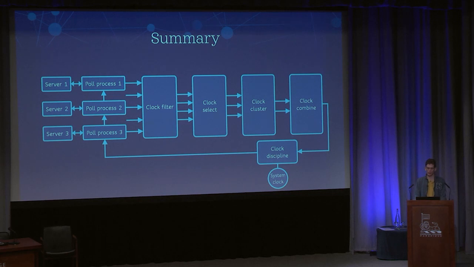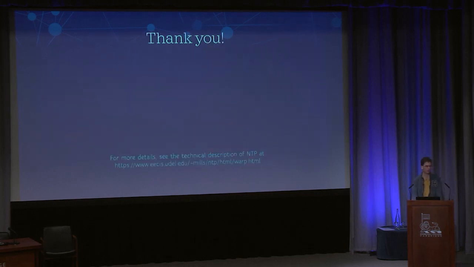To summarize, I'll go back to the overview slides that we saw at the start. So we've seen how we poll multiple different servers to get an offset and delay sample for each one. The clock filter algorithm chooses the best sample for each server and determines which servers are selectable. The clock select algorithm determines which sources are true chimers and which are false tickers. The clock cluster algorithm trims the set of true chimers down to a set that's closely clustered together. And then the clock combine algorithm combines these into a single offset value, which we then use to adjust our system clock. Okay, so that's been a tour of the NTP algorithm.